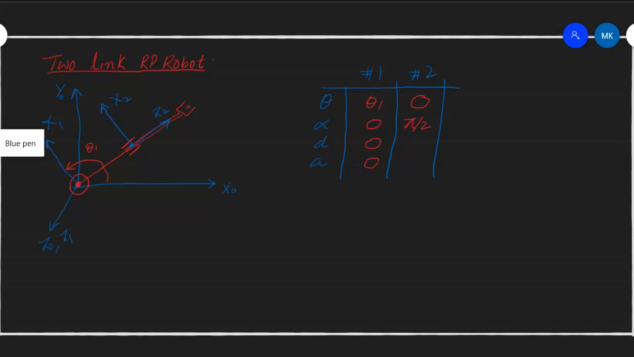So this is d, and this will actually vary as the prismatic joint moves. So this is your d, and it is supposed to vary. So this is actually your joint variable here. So we can write it as d2, which is our joint variable, and theta is again 0 here.